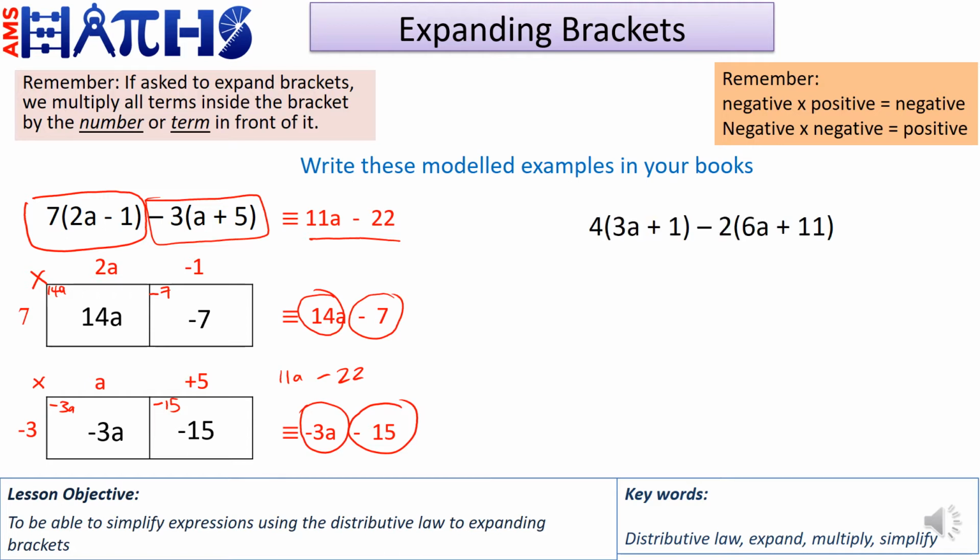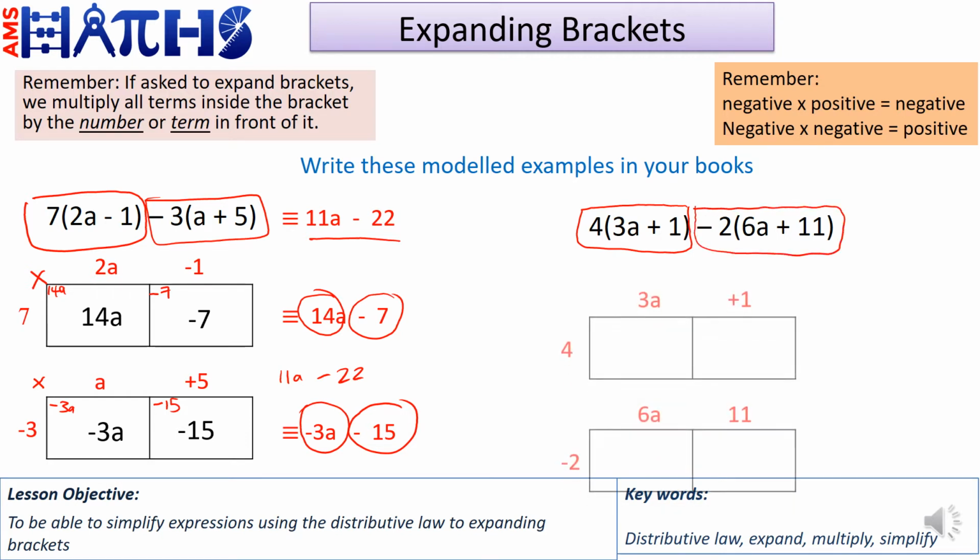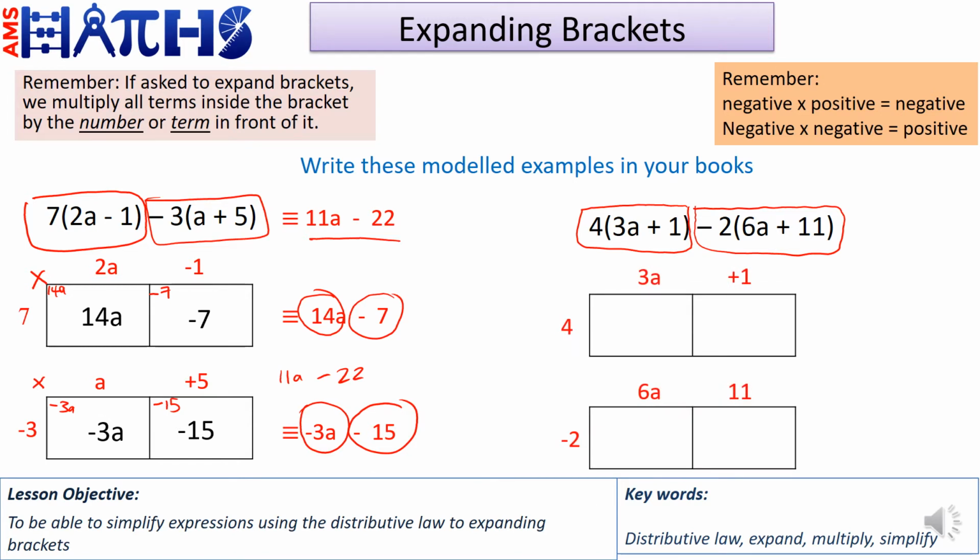For our second example, we're going to identify our brackets again, which are separated by the minus sign. So that's 1, and then here is our second. We will set up our grid as before. Now I'd like you to pause the video, try to work out what your answer will be, then resume the video to check for the correct answer.